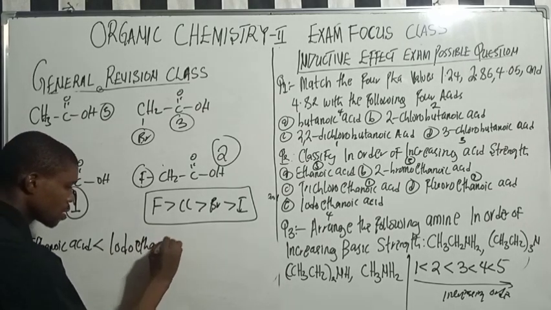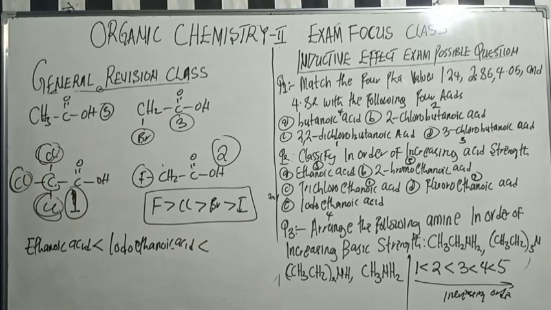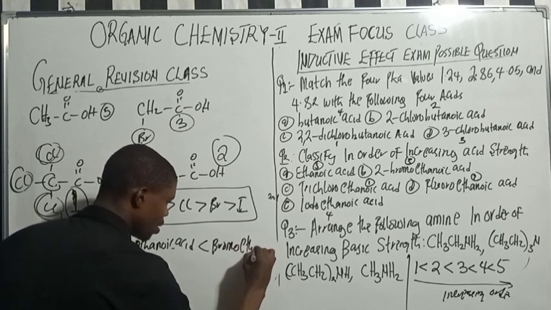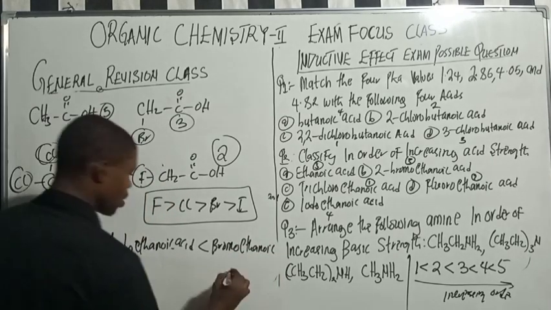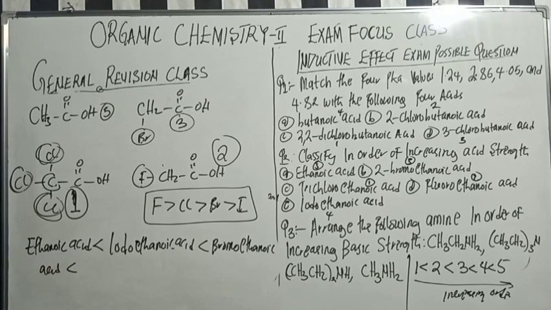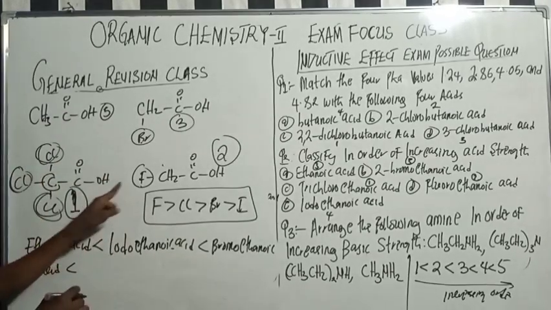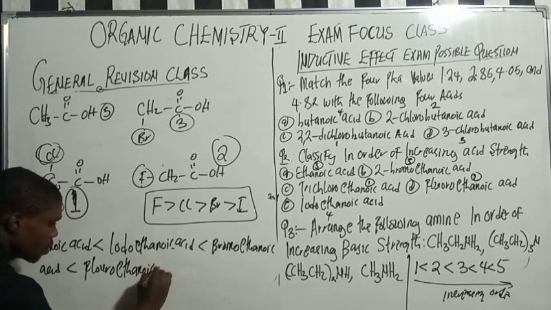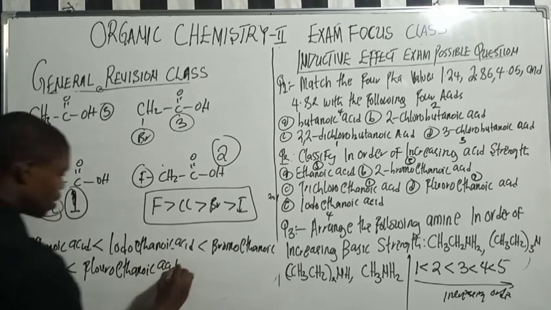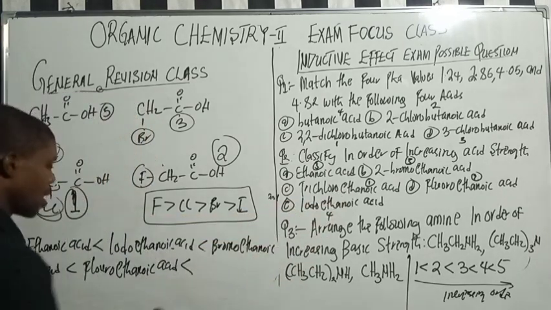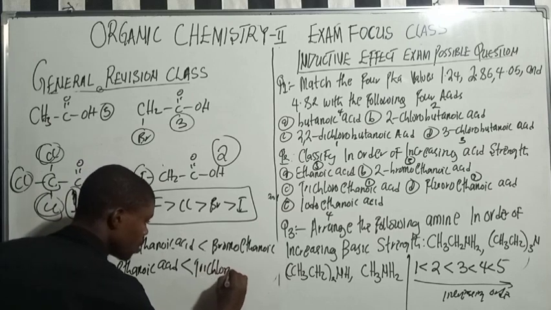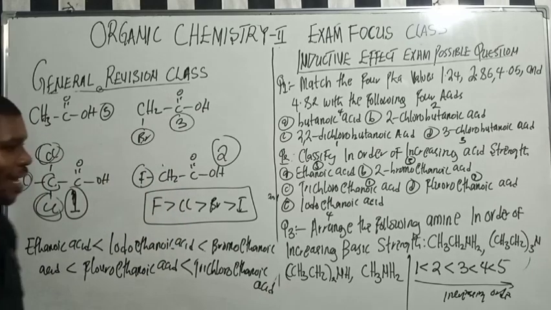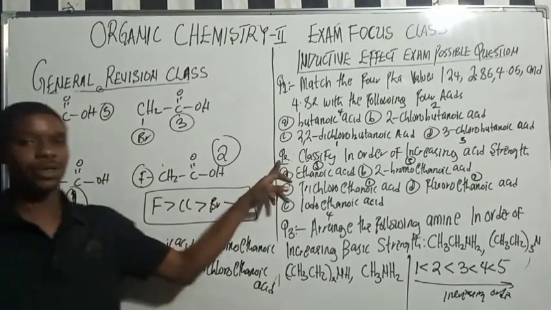Ethanoic acid less than the next, bromoethanoic acid. So then less than here we have fluoroethanoic acid, less than this trichloroethanoic acid. Do you understand? So you can see as it is now. So this is for number two, right?